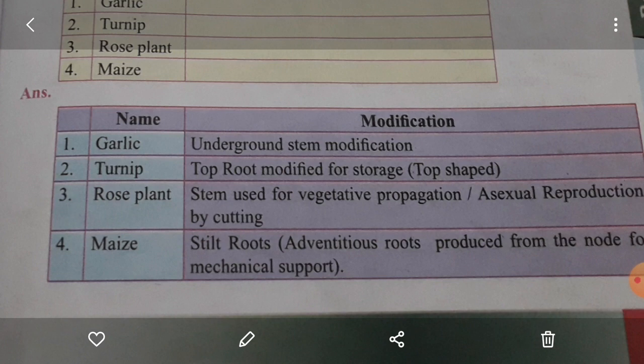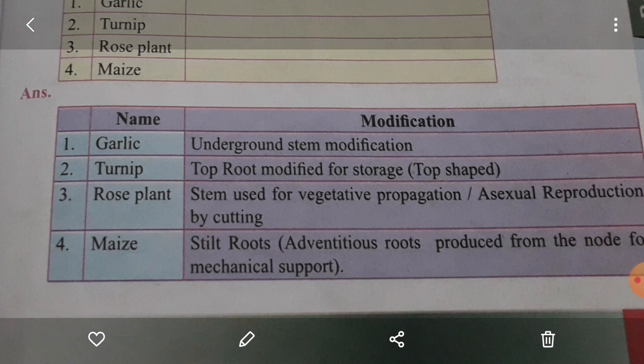See the first one, garlic. The modification is underground stem modification. Garlic is underground stem modification. This is clear to you, children? Second one, turnip. Modification: tap root modified for storage, that is top shaped. And third one, rose plant. You see the rose plant, children? How many of you like rose plant? Yeah, me too. All of you like rose plant.